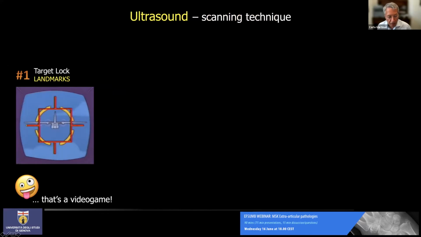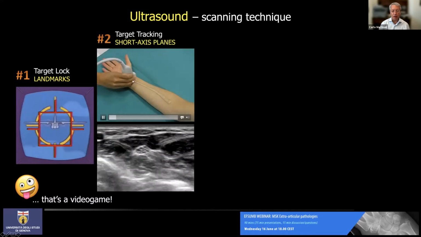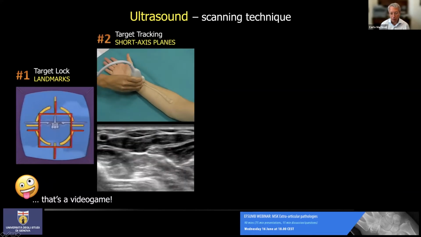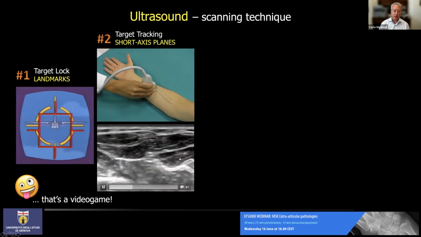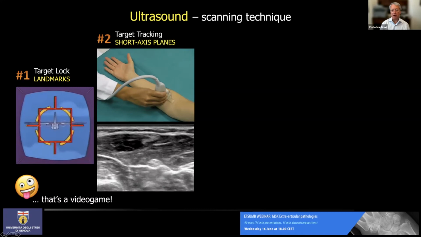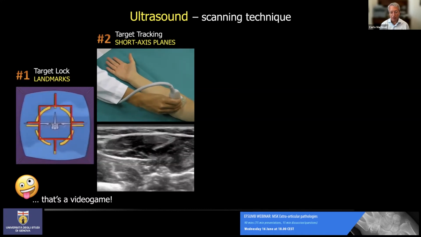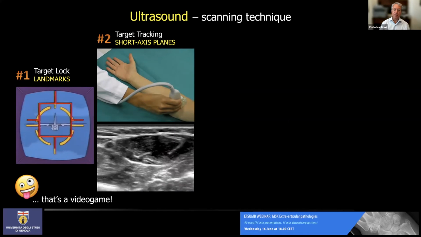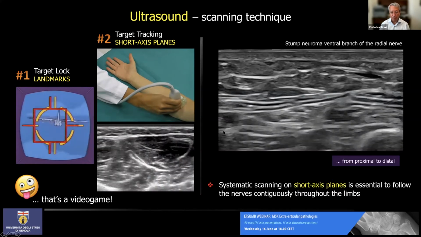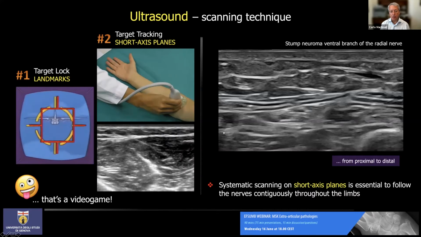The technique to scan nerves is something like a video game. It's very important to know the anatomical landmarks. Once the nerve is identified based on the landmarks, then you take off and you can follow the nerve from proximal to distal or from distal to proximal in a few seconds, as you can see here. And in a few seconds, you are able to identify any pathology affecting the nerve itself or the surrounding structures. So it's a very efficient technique to image long segments of a nerve.